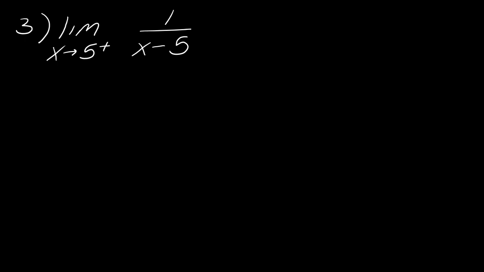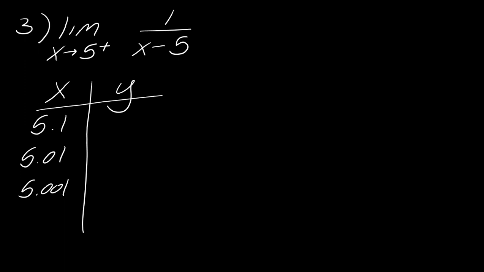One of the best ways to do that in this case would be to use a table, so let's set up a table. Here are 3 values that are getting closer and closer to 5 on the right. If I analyze those, here are the values I would get out of this particular function. You'll notice the closer I get to 5, the bigger this number gets. It's really just going to continue to get bigger and bigger, so this is going to equal positive infinity. If you want to try more limits like this, I highly recommend checking out examples on infinite limits.